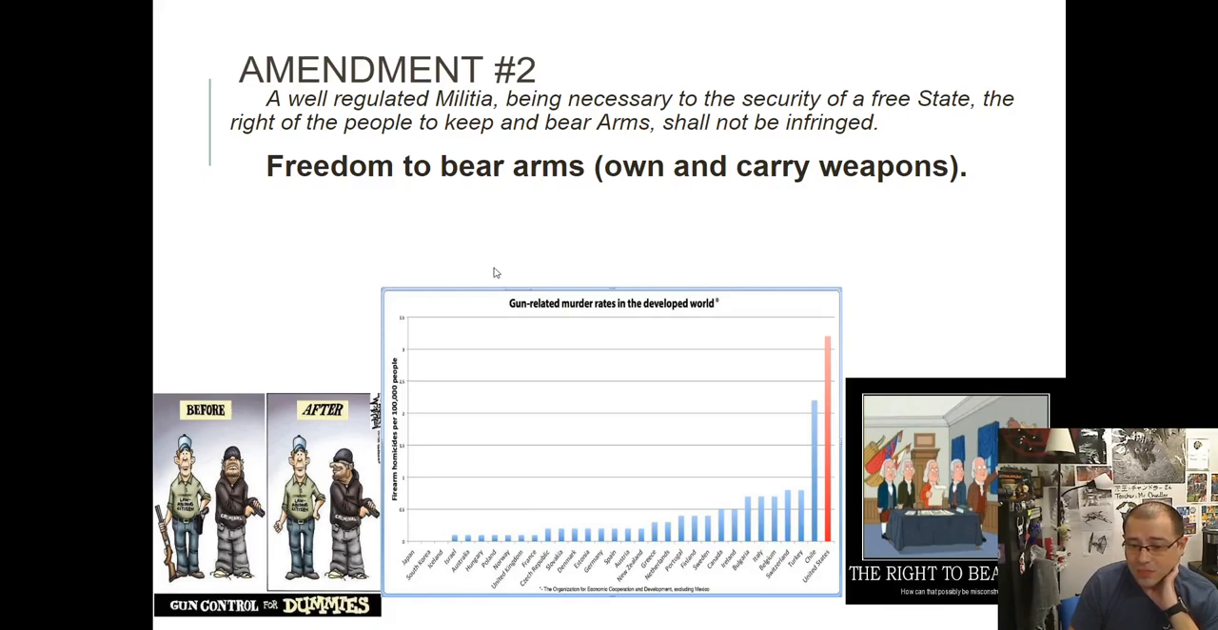Turkey, Switzerland, pretty high up there actually. They have pretty lax gun laws. Well, not compared to the United States, but compared to the rest of the world. And you see it goes on and on. And then, of course, zero for Japan, because they literally don't have guns in Japan.